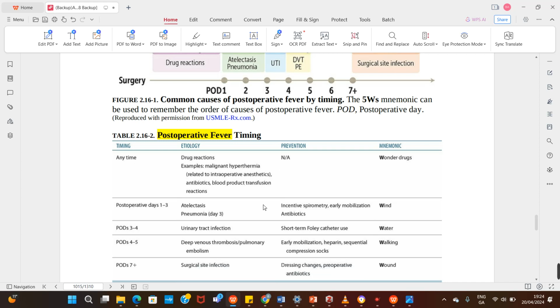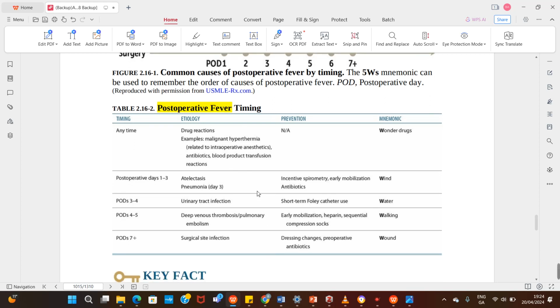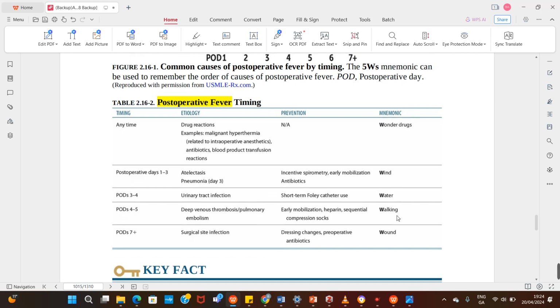That is the blood product transfusion reaction. So all of them are kind of like drug reaction in a way. So don't forget malignant hyperthermia, antibiotics, and blood products. It's very common with antibiotics, though. That's why antibiotics is mentioned. Other drugs can cause it, but it's very common with antibiotics. So malignant hyperthermia, the drugs related to it like those volatile anesthetics, antibiotics, and blood products. So those are the wonder drugs, because the mnemonic is the W's. So moving on to post-operative day 1 to 3.